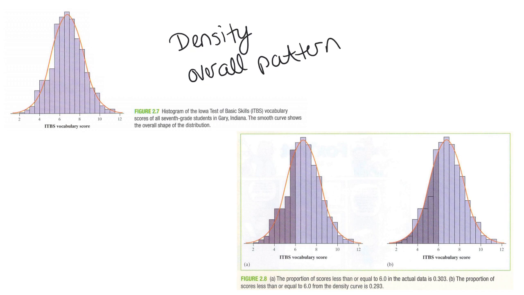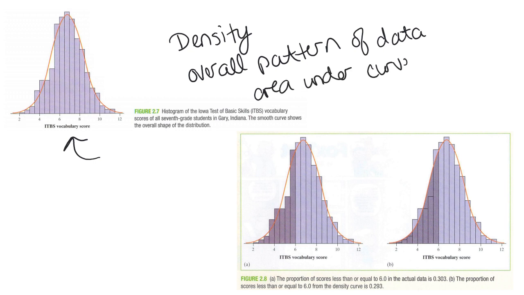Because it's an overall pattern of the data, things like outliers would not necessarily be included because it's just kind of giving us a broad overall pattern. You can see how one has been created here on the left from the histogram. Basically just drawing a smooth curve over the peaks of the histogram is how we can create that density curve. Some other characteristics of a density curve is that the area under the curve is always equal to 1.